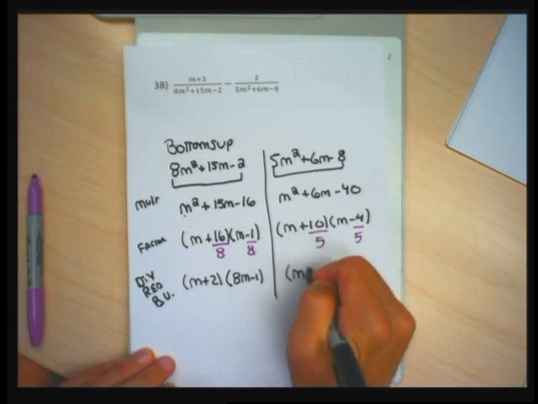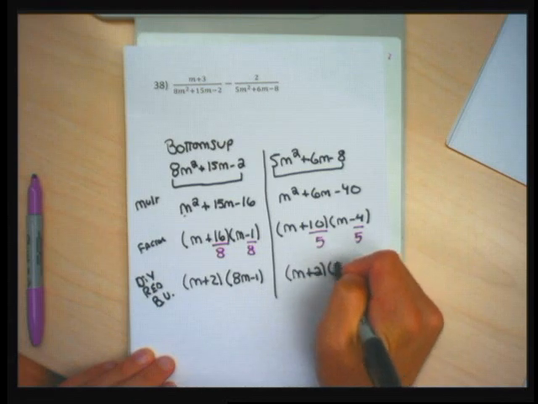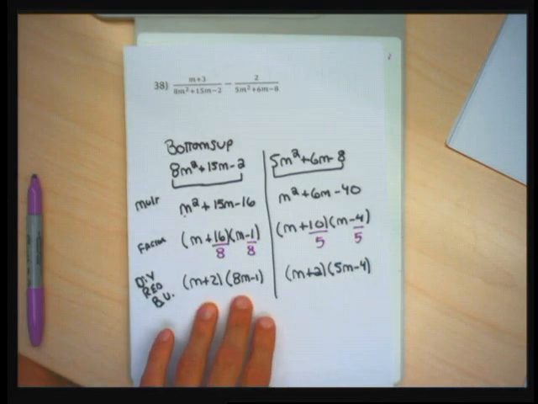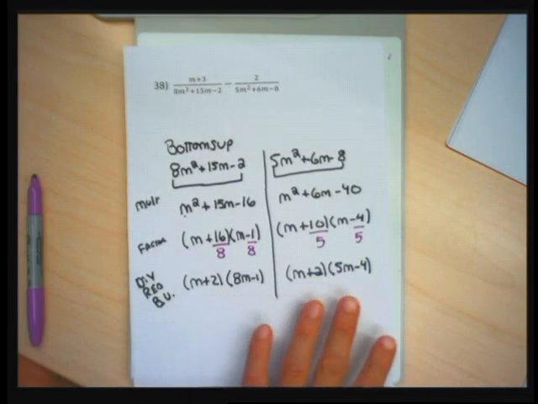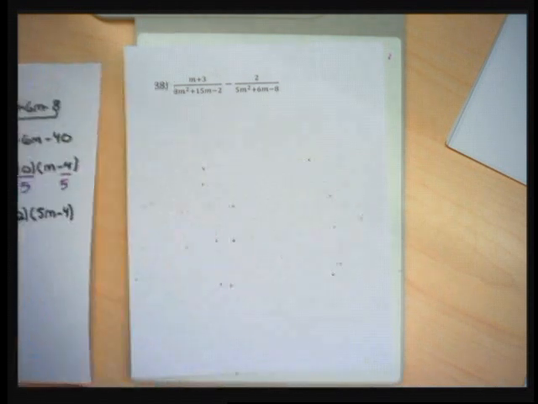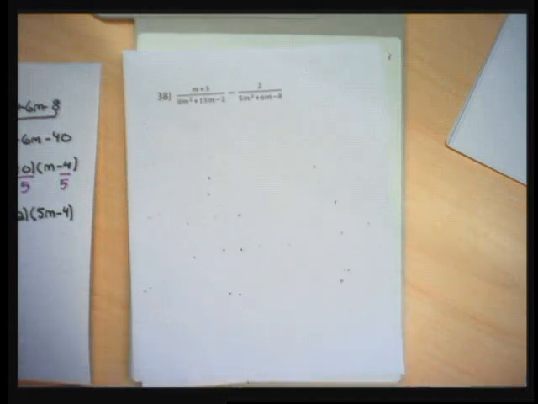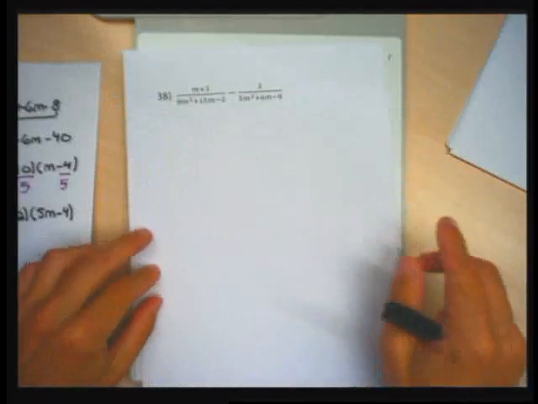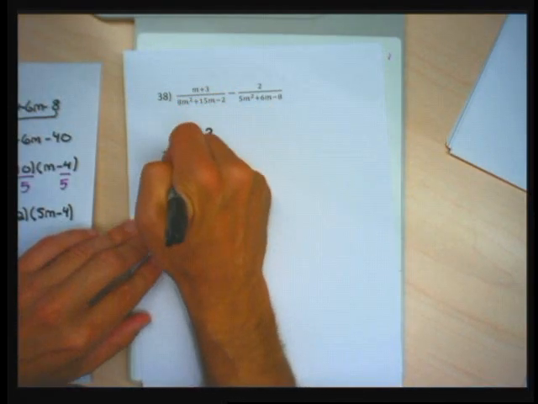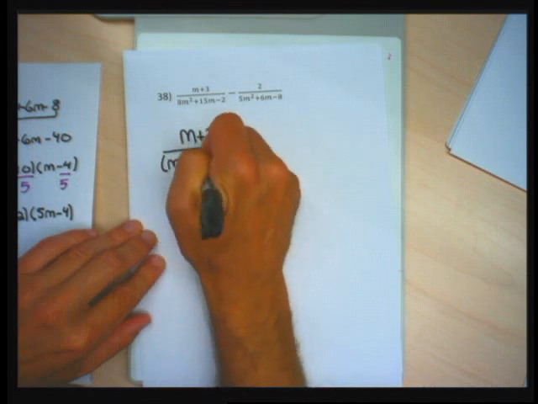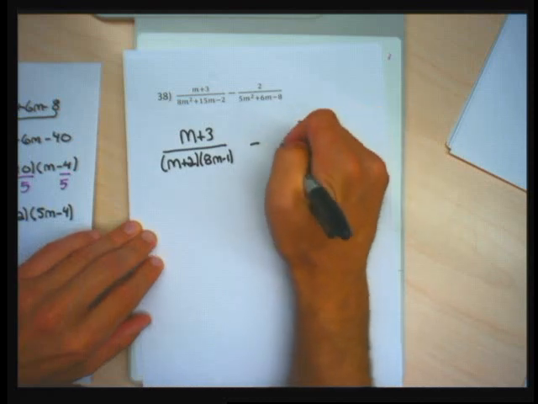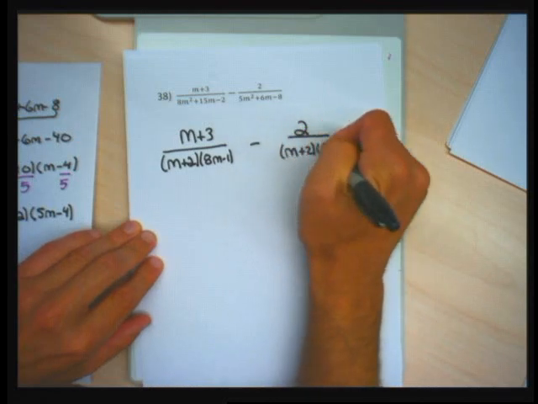First one I divide and get m plus 2. Second one doesn't reduce, so I bottoms up and get an m minus 4. So first denominator I'm going to change to m plus 2 times 8m minus 1. Second denominator I'm going to change to m plus 2 times 5m minus 4. So getting into that, of course, I can write this as m plus 3 over m plus 2 times 8m minus 1, minus 2 over m plus 2 times 5m minus 4.